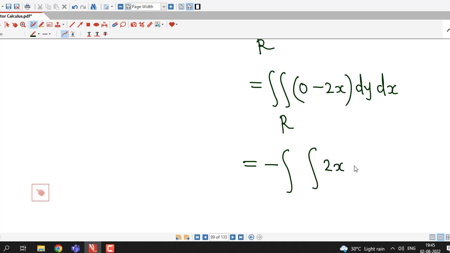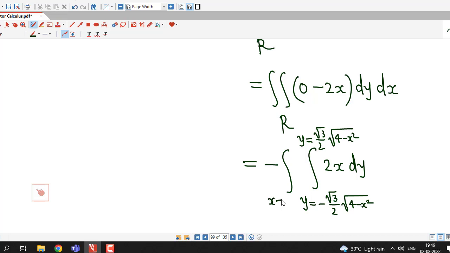Integral of 2x with respect to y first, and we have obtained the limits of y: minus root 3 divided by 2 square root of 4 minus x square as the lower limit, and the upper limit is root 3 by 2 square root of 4 minus x square, and limits of x are from minus 2 to 2. First we integrate with respect to y considering x as constant.